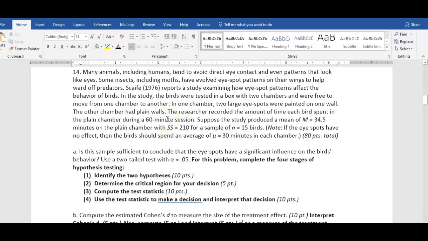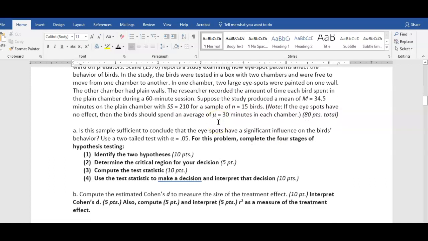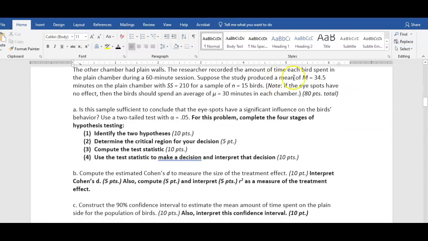Or for whatever reason, it's not given here. So we are ultimately going to be comparing this mean of 34.5 to a mean of 30 minutes, given this measure of variance, sums of squares, in n equals 15 birds. Okay, so there are 4 steps to the hypothesis test, and part A is asking you to test: is 34.5 significantly different than 30 minutes in these 15 birds, given this variance in these 15 birds?